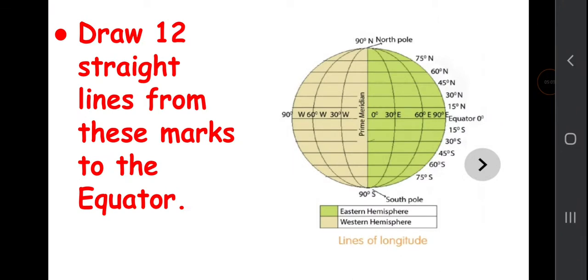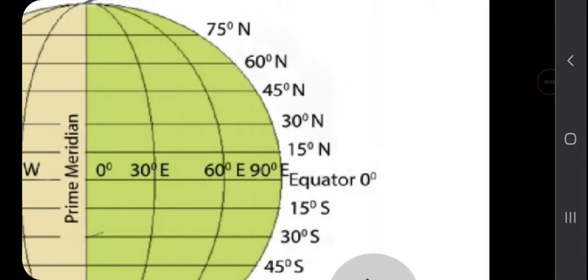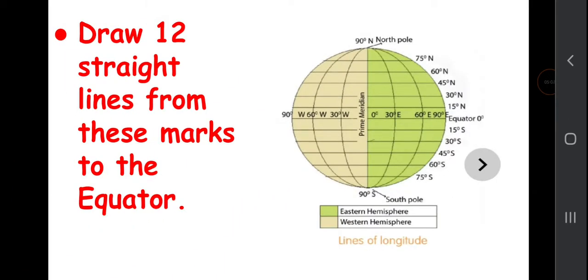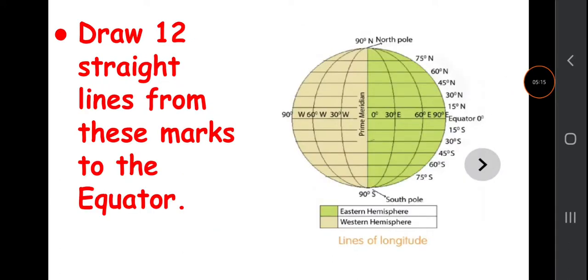Yesterday we studied lines of latitude. Here you can see, but today we need to draw vertical lines like in this picture. And if you are not able to draw 12 lines in your notebook, you can make another circle and draw the other 6 lines in the other circle. Okay? 6 in one circle, 6 in the other circle.